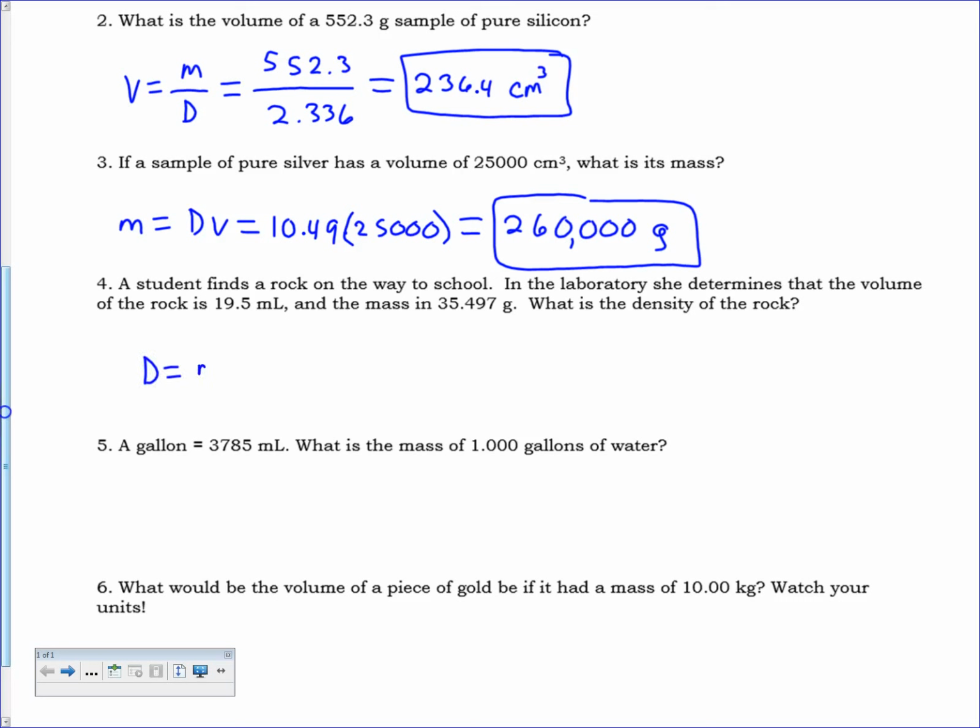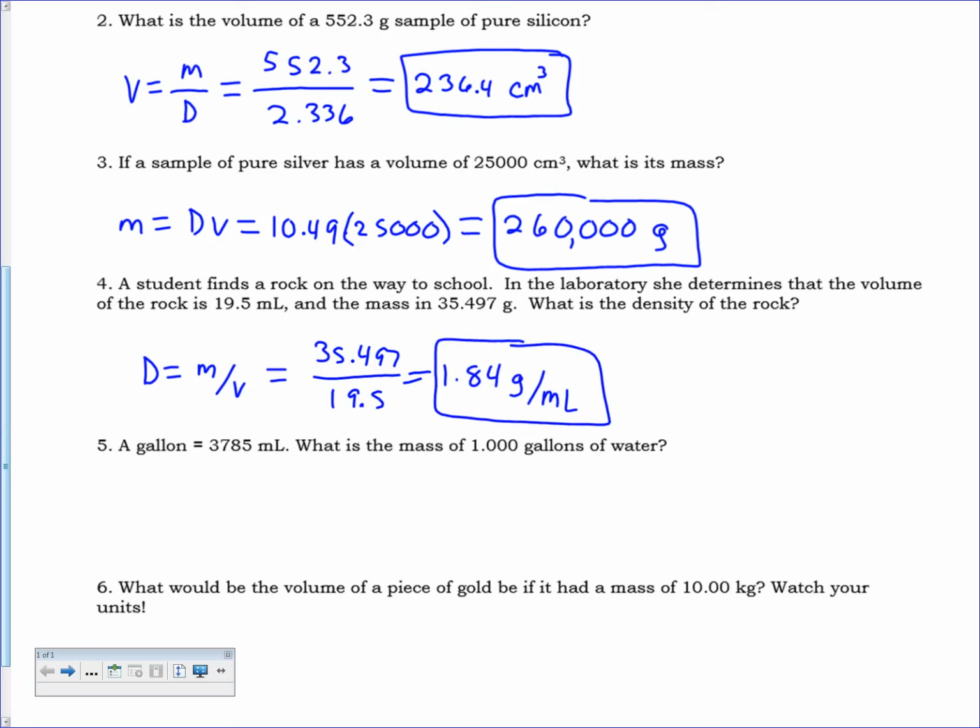So it's asking us for the density. Density equals mass over volume, which in this case equals 35.497 over 19.5. We go through, we do that, we round to 3 sig figs, and I get 1.84 grams per milliliter. And because I said that a milliliter is the same thing as a centimeter cubed, you could also say 1.84 grams per centimeter cubed. Either one of those would be acceptable.